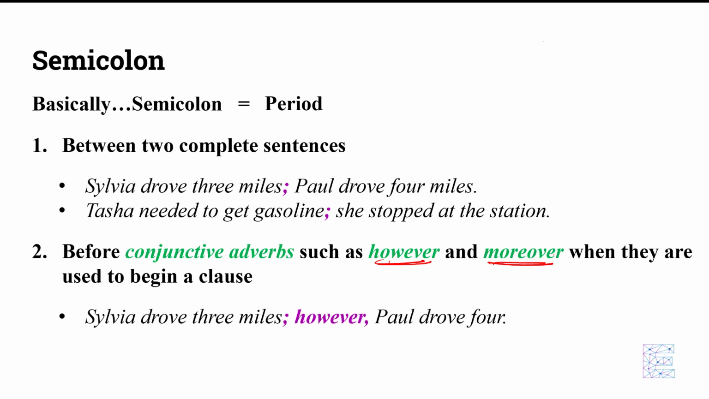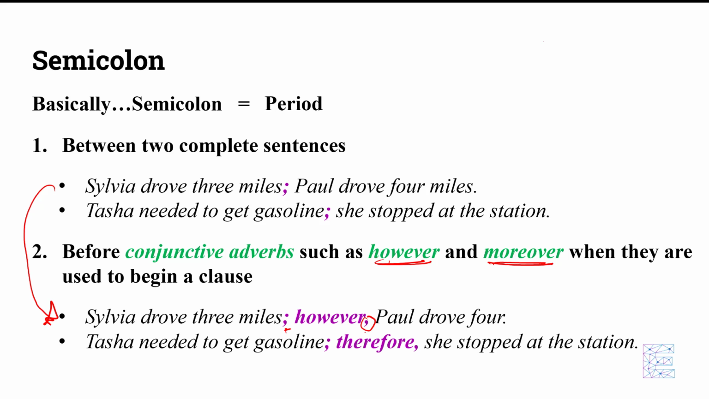Example 1, Sylvia drove 3 miles; however, Paul drove 4. So again, notice this is basically the same sentence here. We're just making it sound fancier. You're adding a conjunctive adverb, however, and right before that, you need a semicolon. So you need to have a semicolon before a conjunctive adverb. Also notice, we still kept the comma that we talked about after a transition word. So after however, we need a comma there.